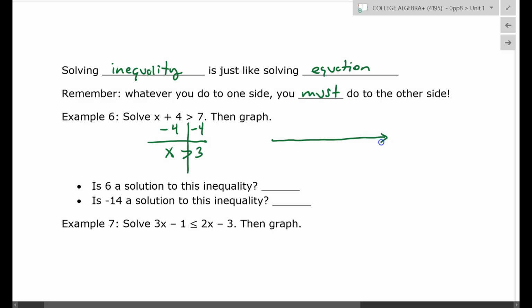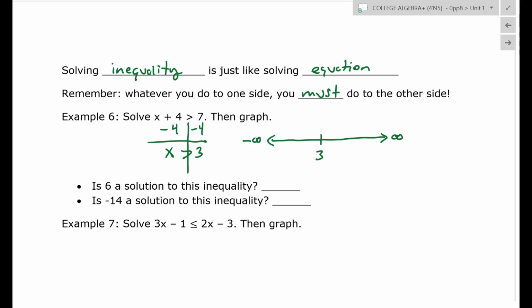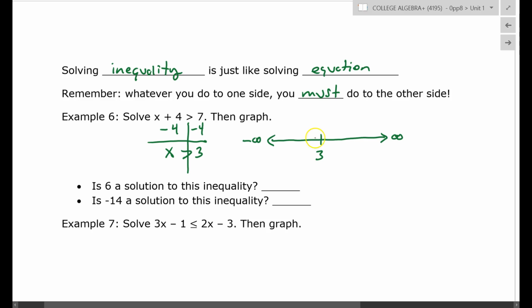So we have our number line. We have our key value that we're interested in, which in this case is 3. We want to be greater than 3, so do I want it open or closed? Open circle. All right. Michaela wants to test 8, so we're going to test. Is 8 greater than 3?